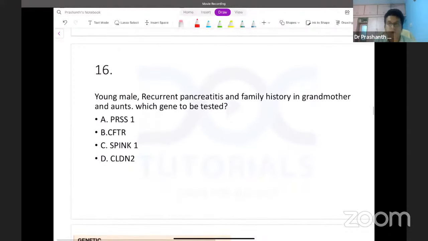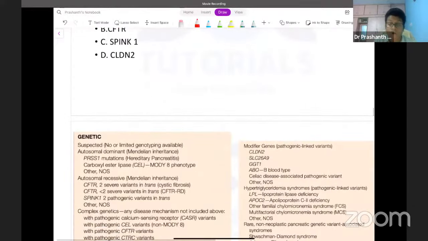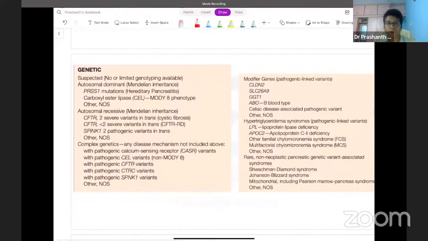Next question is, a young male, recurrent pancreatitis, family history in grandmother and aunts, which gene to be tested first? Now, here we know that different generations, direct generations are affected. So you're probably dealing with an autosomal dominant disorder. So you should be probably looking at A, that is PRSS1. But of late, few things have changed. Of course, we all know that autosomal dominant means it is hereditary pancreatitis, and PRSS1 mutation is the only thing which we knew so far. But the table has expanded in the recent Schlesinger. Also know that CEL-MODY8 phenotype, if mentioned, it's again autosomal dominant.